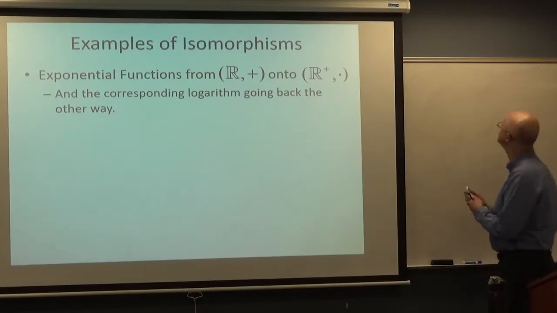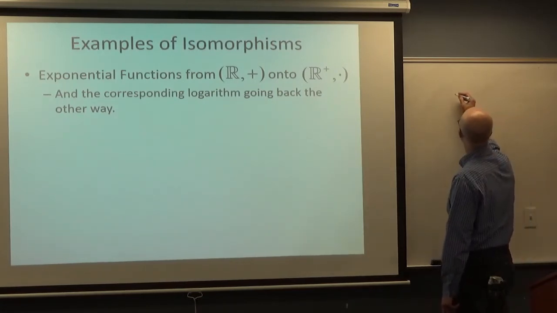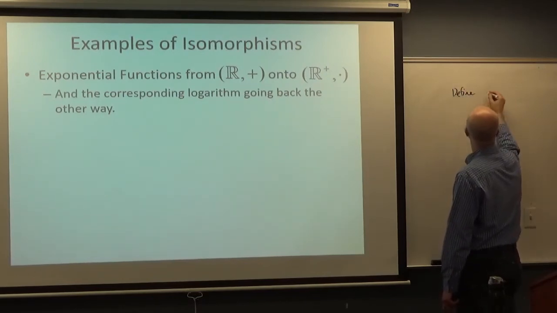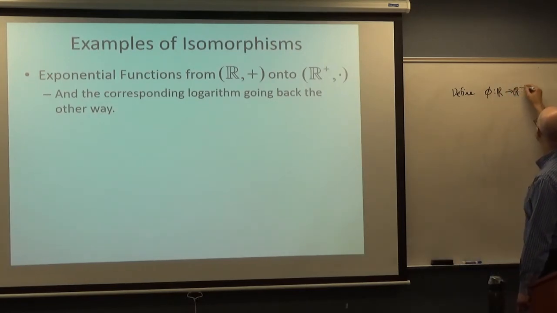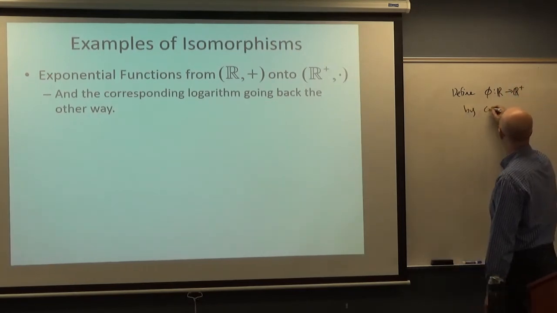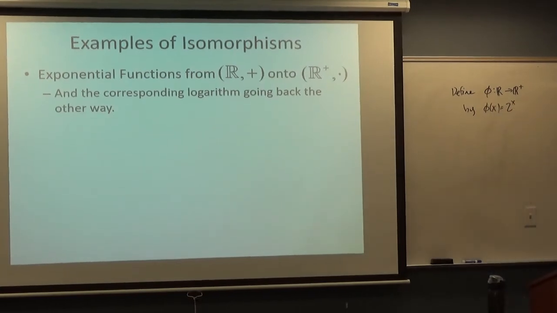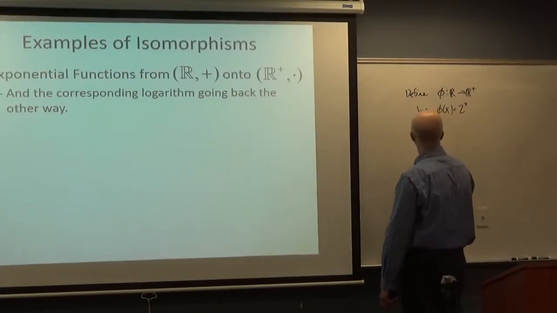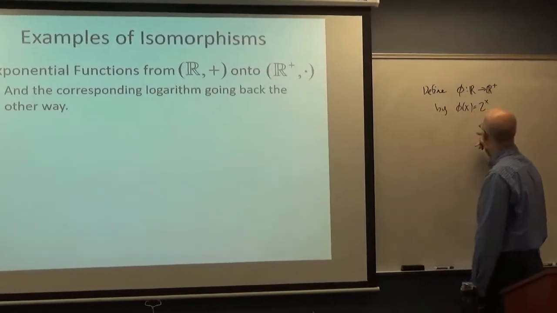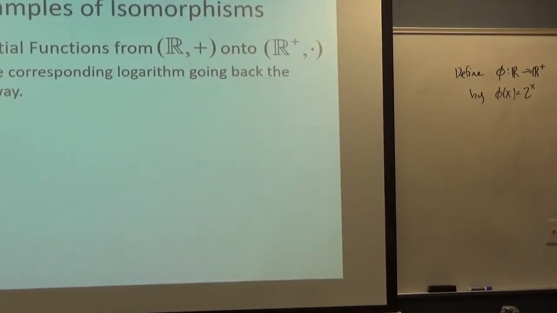I think that's right. Say you take 2 to the x. Define phi from R to R plus by phi of x equals 2 to the x. That's going to be an isomorphism. To check the operation preserving property, well, okay, first of all, I should mention that it is 1-to-1 and onto.